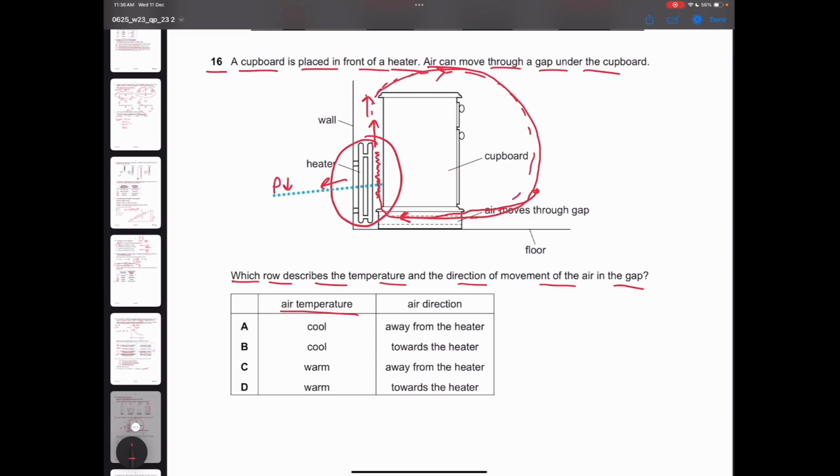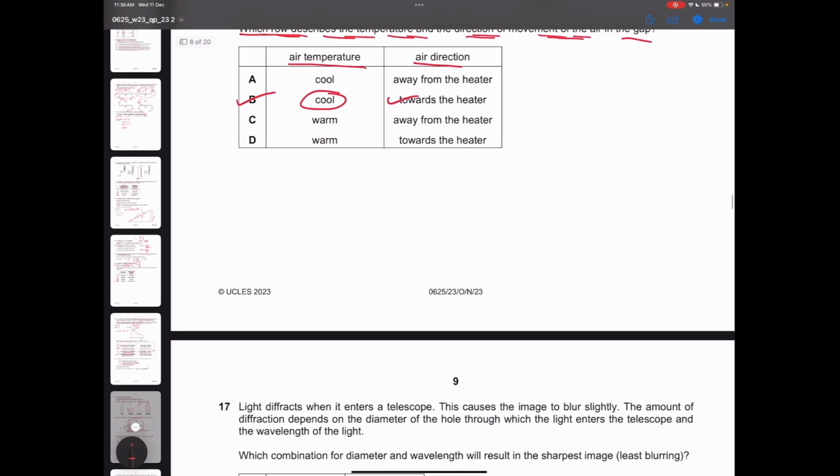Wait, what are they asking? Which row describes the temperature and direction of the movement of air in the gap? So in the gap, warm air will not be there. In the gap, cold air will be there because it is coming towards the heater. And the air direction will be towards the heater. So option B.